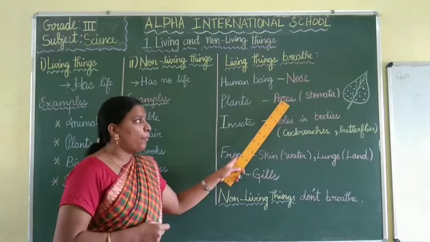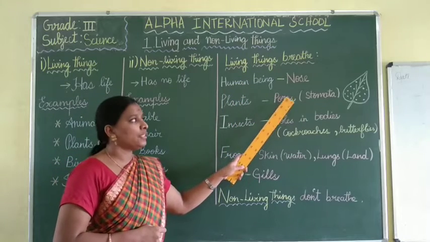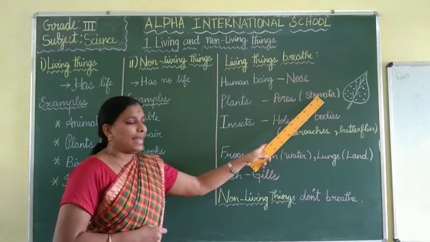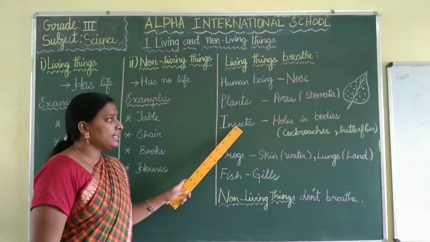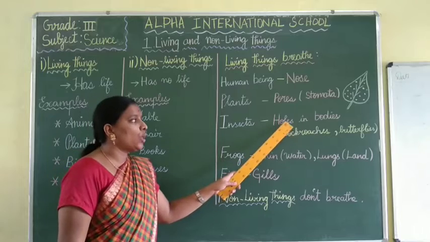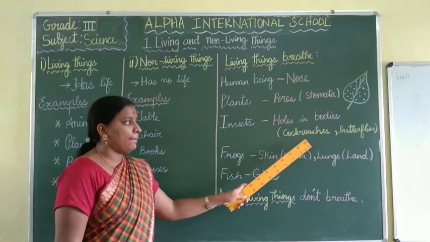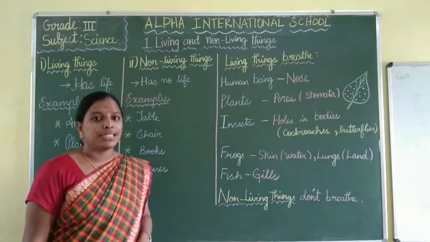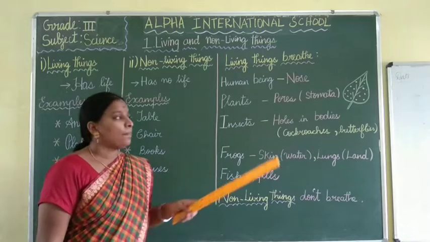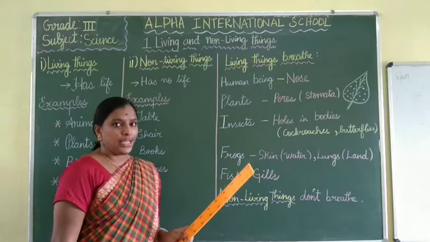Plants, how will plants breathe? They will have pores on the top of the leaves. Using the stomata, plants will be breathing. Then insects. Insects will have holes in their body. For example, cockroaches and butterflies have holes in their body. Using that, insects will be breathing.